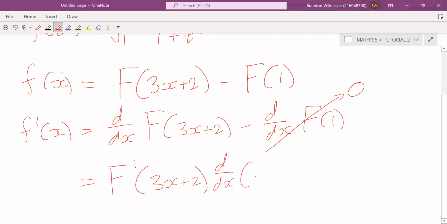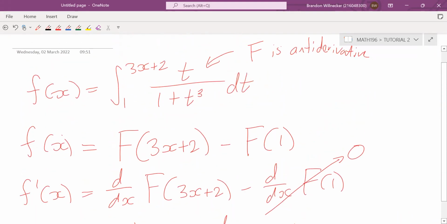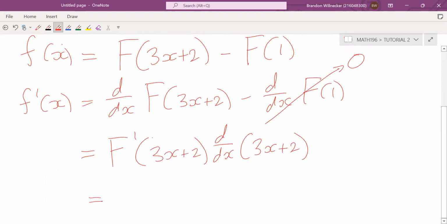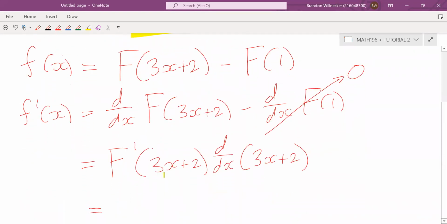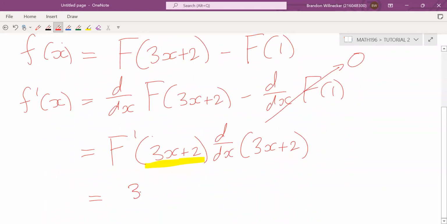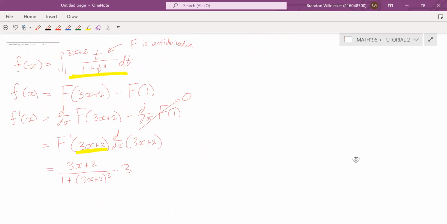So this will be d by dx of 3x plus 2. The derivative of the antiderivative is just the function again. So that's going to be this function, but evaluated at 3x plus 2. So that would be 3x plus 2 over 1 plus 3x plus 2 cubed. And then the derivative of 3x plus 2 is 3. I think this is the method used by the organic chemistry tutor on YouTube.